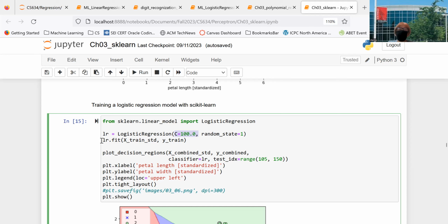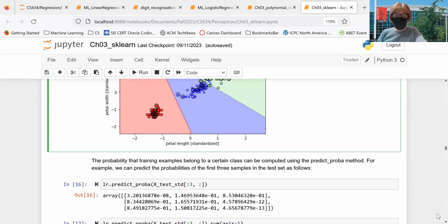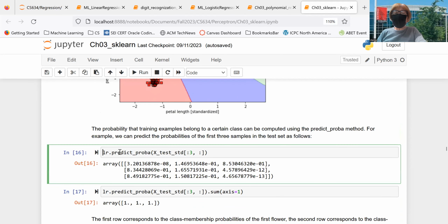Then you can train the model. After you train, you remember last class we said this function can do the boundary plotting and find the linear separable line. So here it gives the result. And here, you can also find the probability.